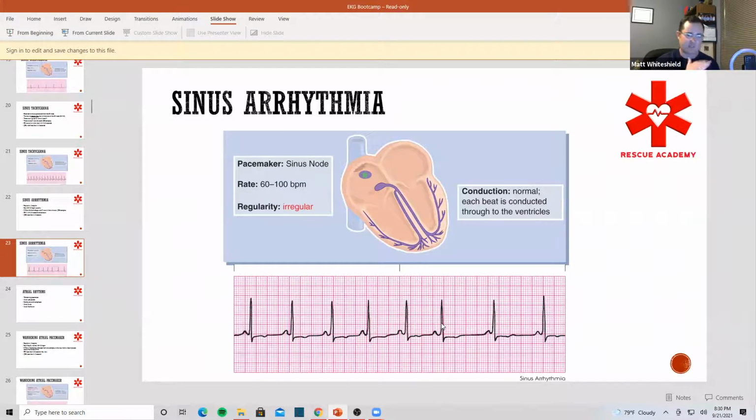Now, everything else looks perfectly normal. You're going to have a P wave, T wave, QRS complex, but it's just irregular. That's considered a sinus arrhythmia.